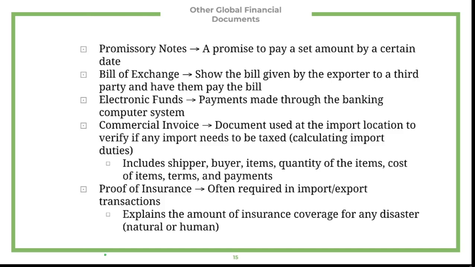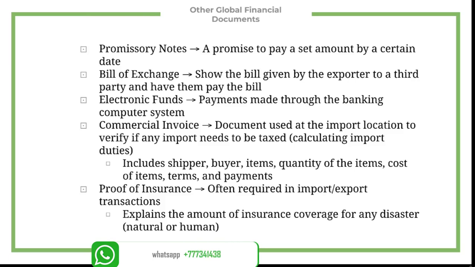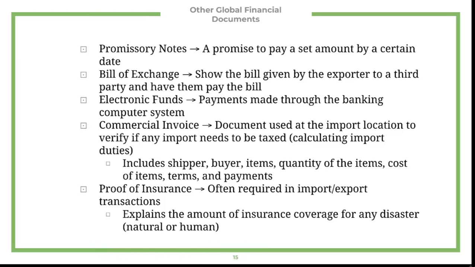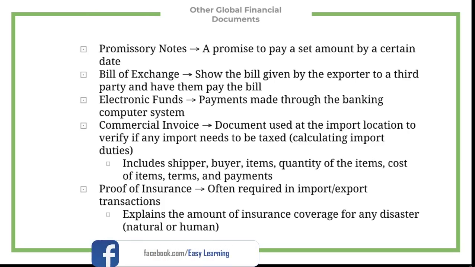And lastly, we have proof of insurance. This is typically required during an import or an export transaction. What this does is it explains how much insurance coverage is needed for any disaster. So how much the insurance is going to cover for any disaster. And this disaster can be natural or it can be human.